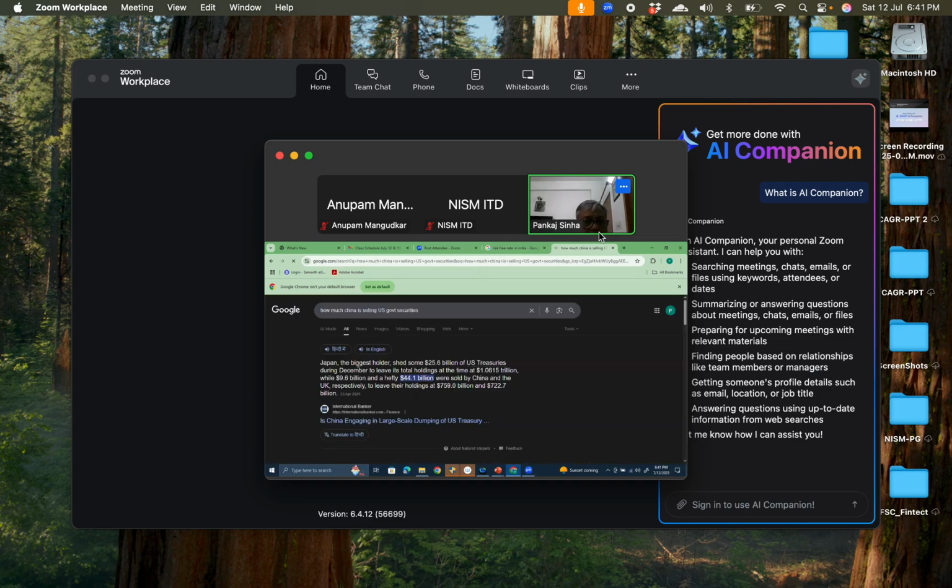Japan, the biggest holder, shed some 25.6 billion of US treasuries during December. Are you getting this? A hefty 44.1 billion. Can you see my screen? 44 billion were sold by China and the UK. And what will happen if you start selling treasuries? What will happen to the dollar's value? Will the dollar depreciate or appreciate? Now, depreciate.